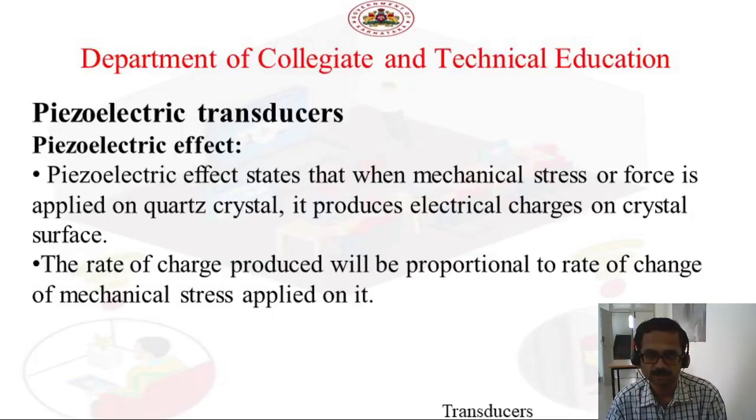The rate of charge produced will be proportional to the rate of change of mechanical stress applied on it. So depending on how much the force or stress is changing, the voltage will be produced. If you simply apply a force steadily, it will not generate voltage, but the applied force must be changing in nature. If the force applied on the crystal is changing, it will produce voltage because of electrical charges.